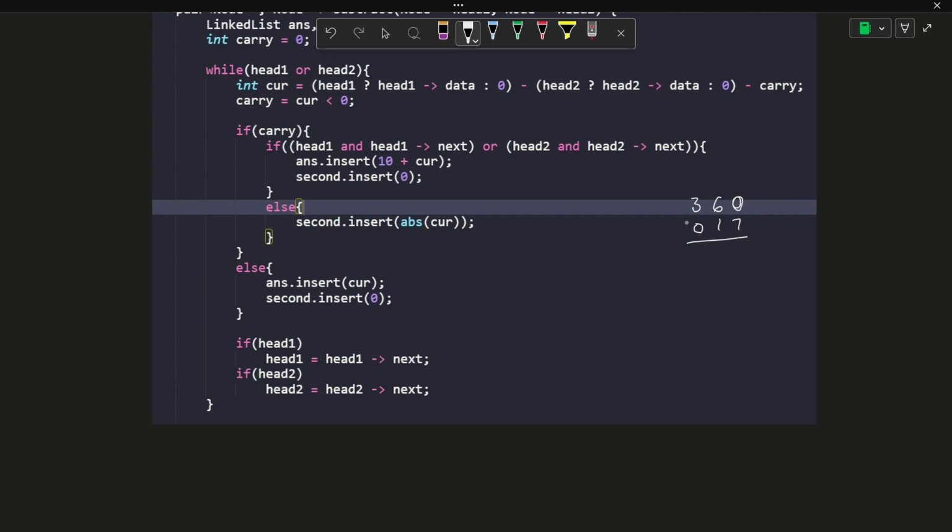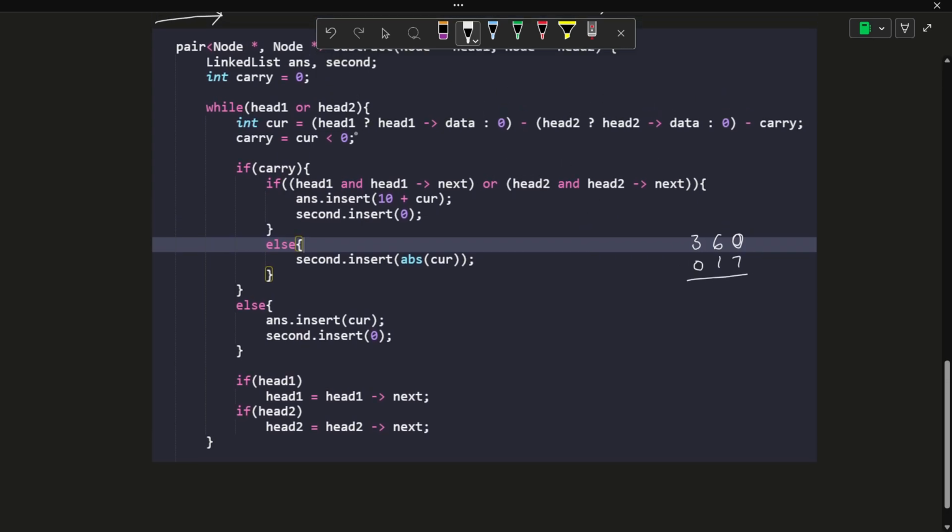Now I move from left to right. I check my head 1 is not null pointer, so I am going to take 3. My head 2 is not null pointer, I am going to take 0, and initially the carry is 0 only, so I don't have to subtract anything. Now my current value is 3 and carry is 0. So I come to this particular part and I insert 3 in my answer. So answer is 3 now, and my second is 0 now, right?